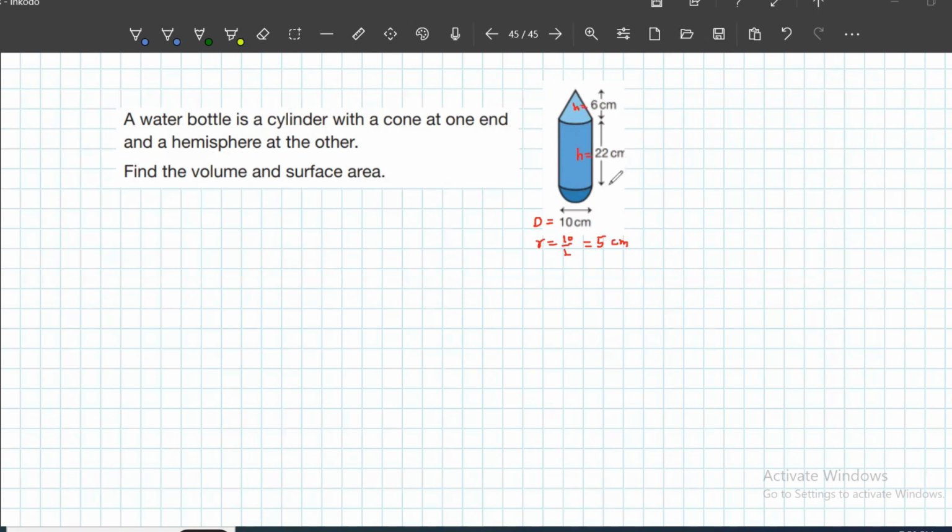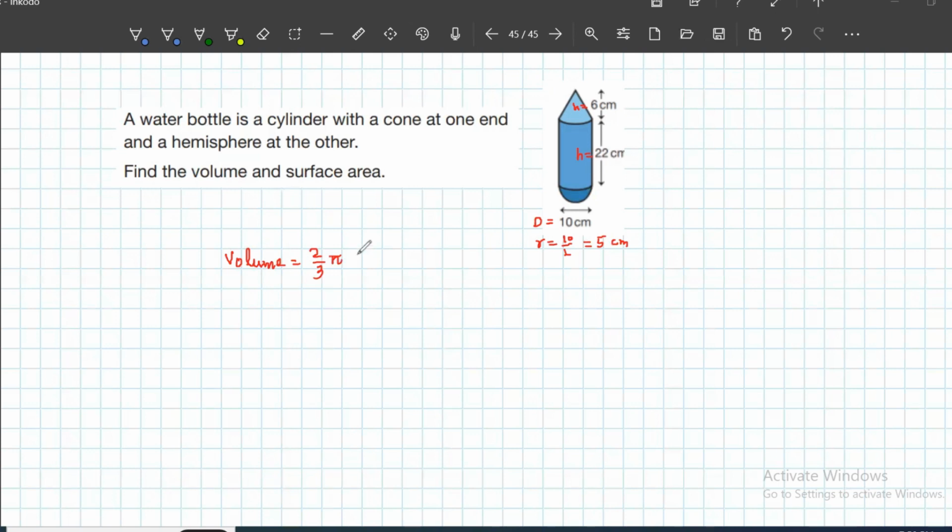So we need three formulas to find the volume of this shape: volume of hemisphere, volume of cylinder, and volume of cone. So the volume of this whole shape is equal to what? Volume of hemisphere, which is equal to 2 over 3 pi r cube.